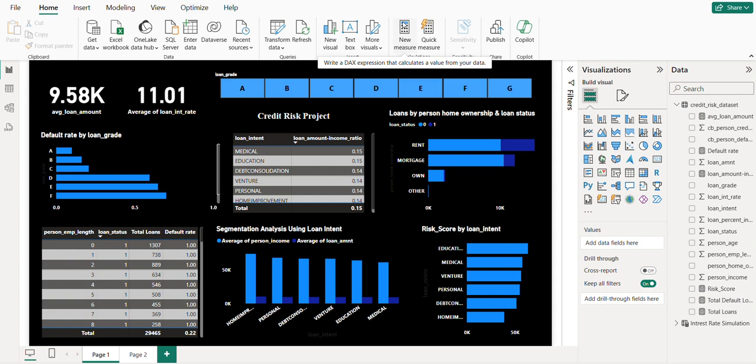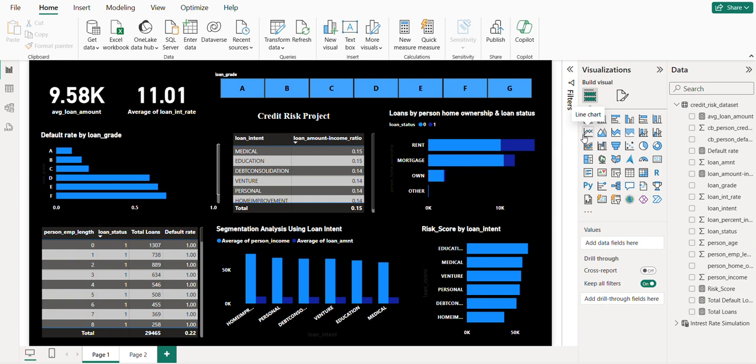The objective of the project was to analyze the key financial indicators such as loan grade, loan amount, and interest rate to understand their impact on default rates. Then identifying the trends in loan default based on factors like employment length and home ownership.